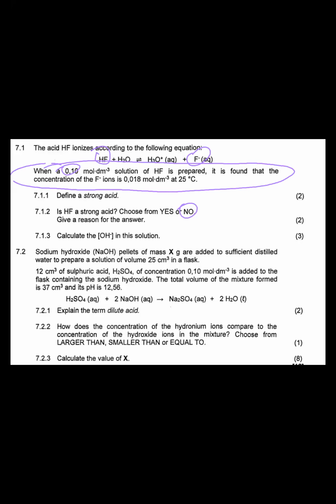So, give a reason. It ionizes partially, incompletely. Or we can say that this 0.018 is less than 0.1. So they were supposed to be equal.